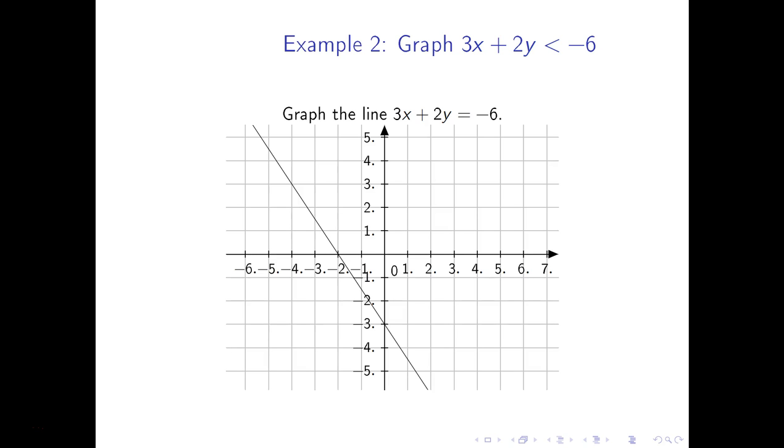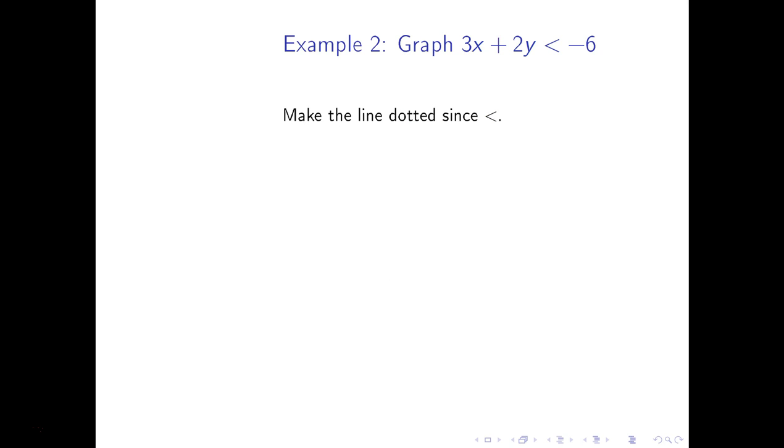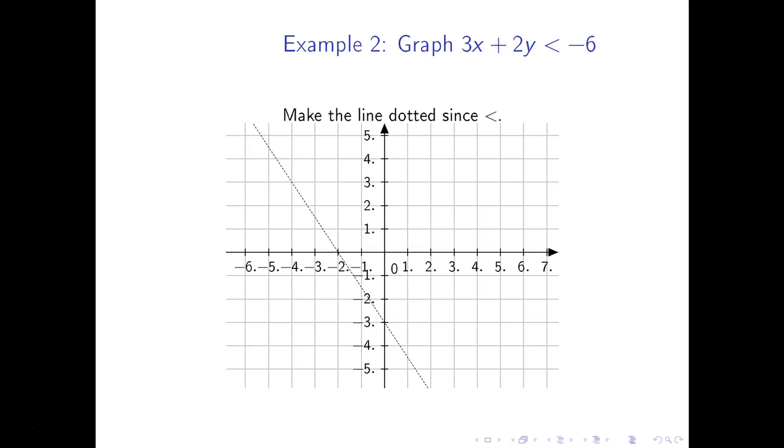Now the question is, is it dotted or is it solid? Should be dotted because it is strict, it's less than, there is no equality allowed. So now we just made it dotted. Now let's pick a side. Before you go any further, we pick a point. The easiest point in the world is the origin. As long as, notice, it's not on my line, 0, 0 is always a nice thing to work with.